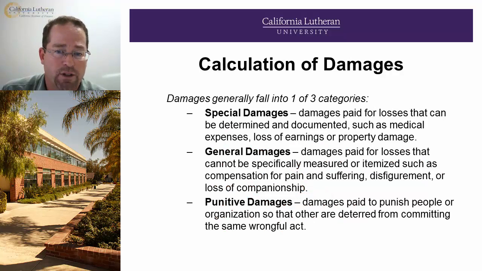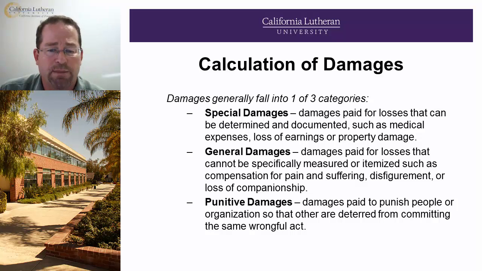There's a calculation of damages, and those come in three categories: special, general, and punitive damages. Regarding special damages, those are things that can be quantified, such as a car worth $10,000 that was totaled in an accident, or a doctor's bill for $3,000 to fix a broken leg. Again, quantifiable and special.